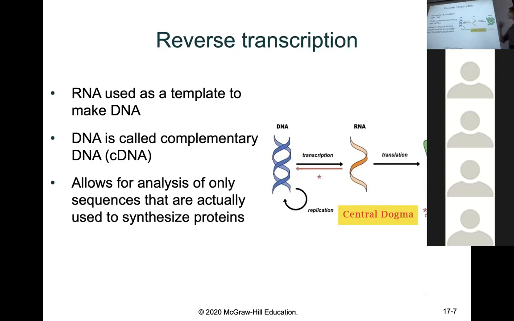The DNA that's created is called complementary DNA, or cDNA. So if you ever see cDNA, you know it's from this reverse transcription process. So going backwards in the central dogma, basically.